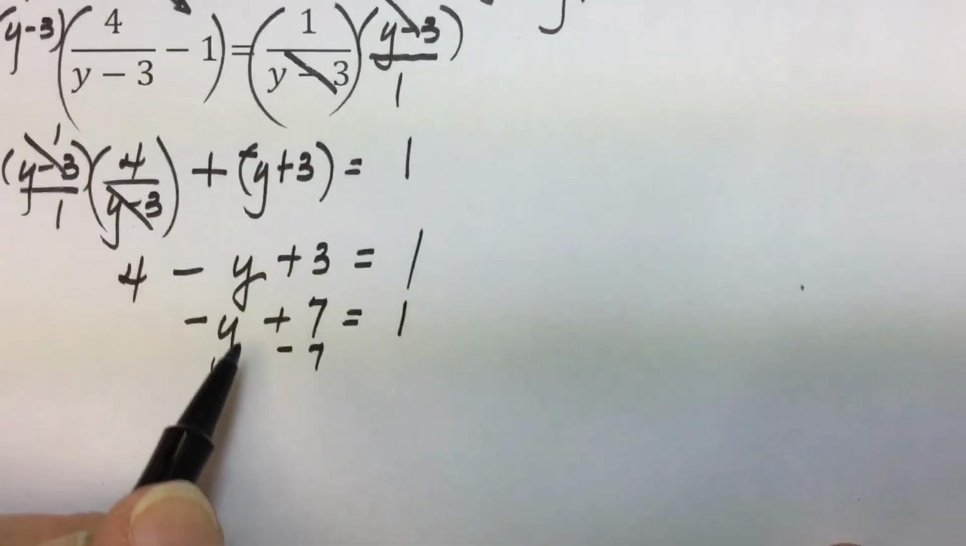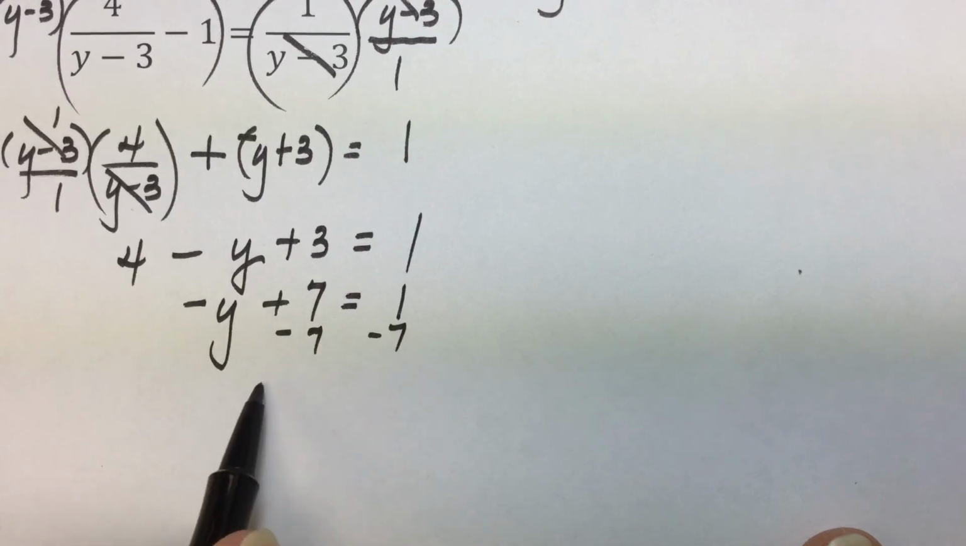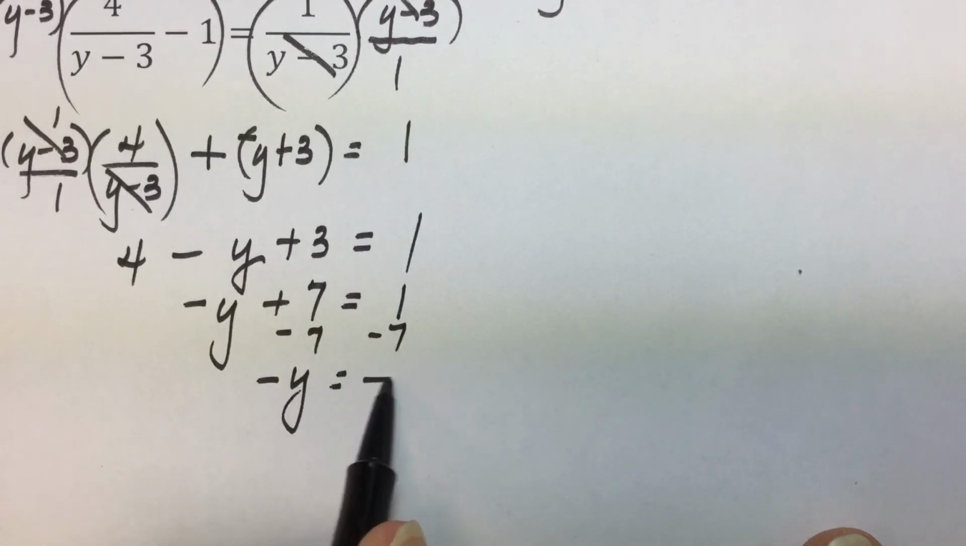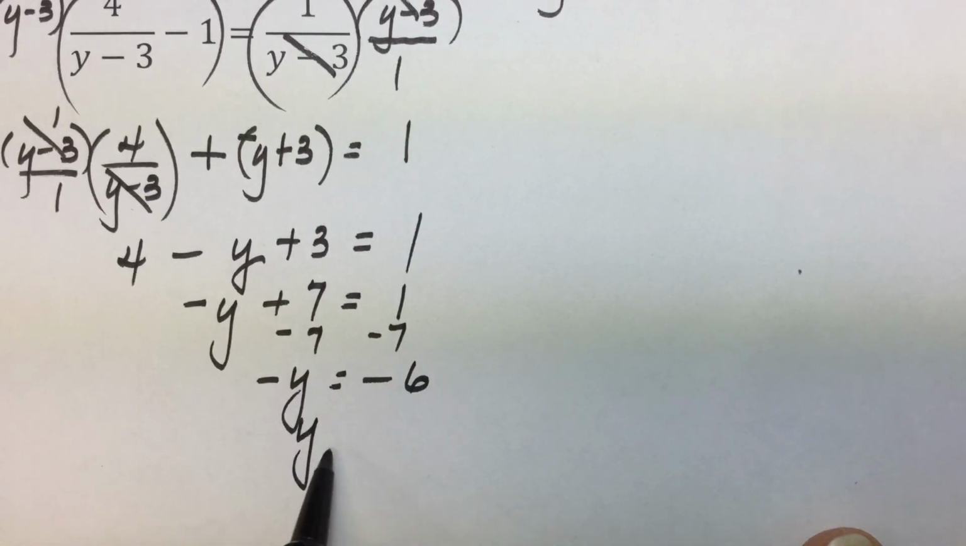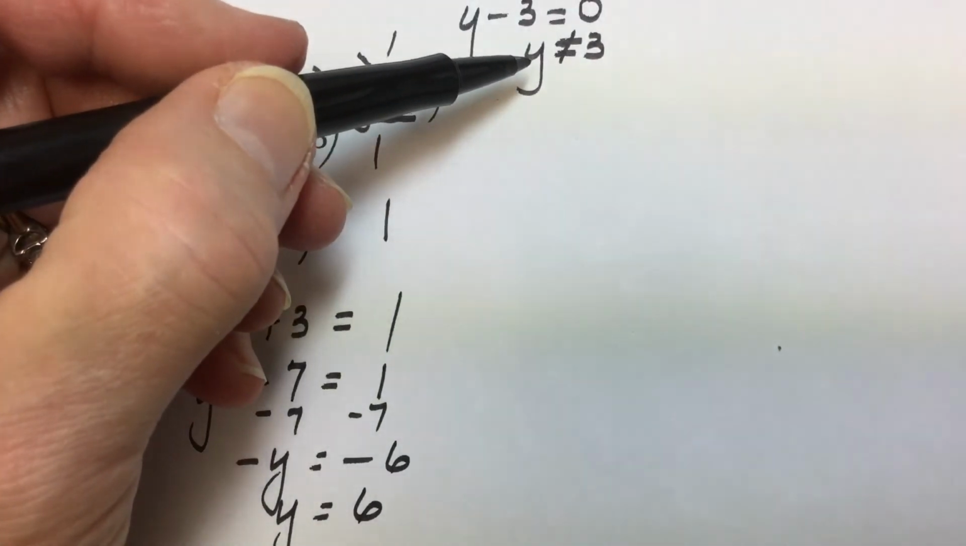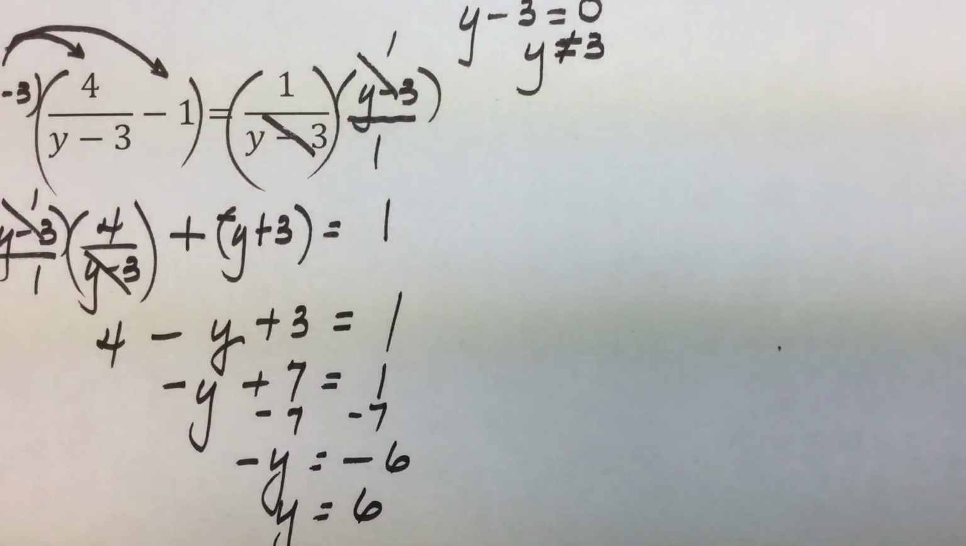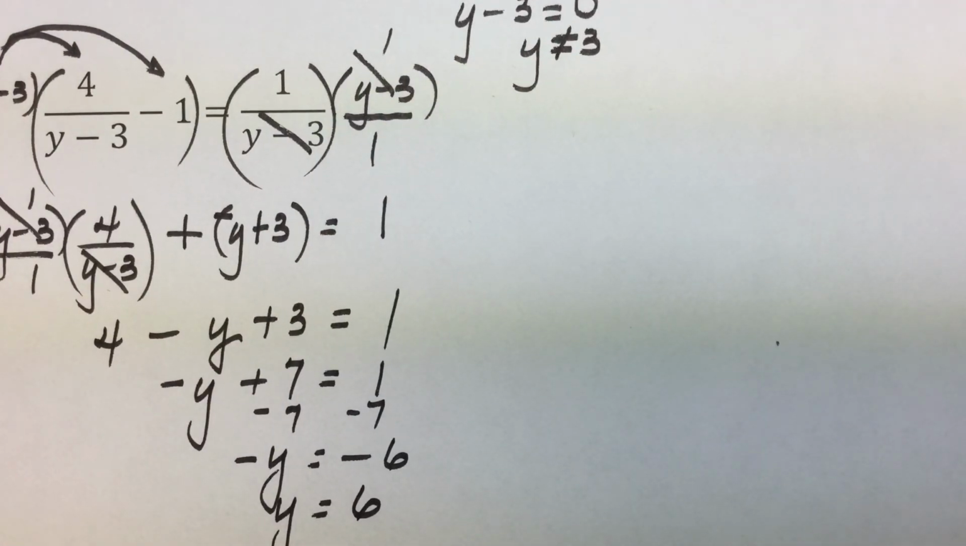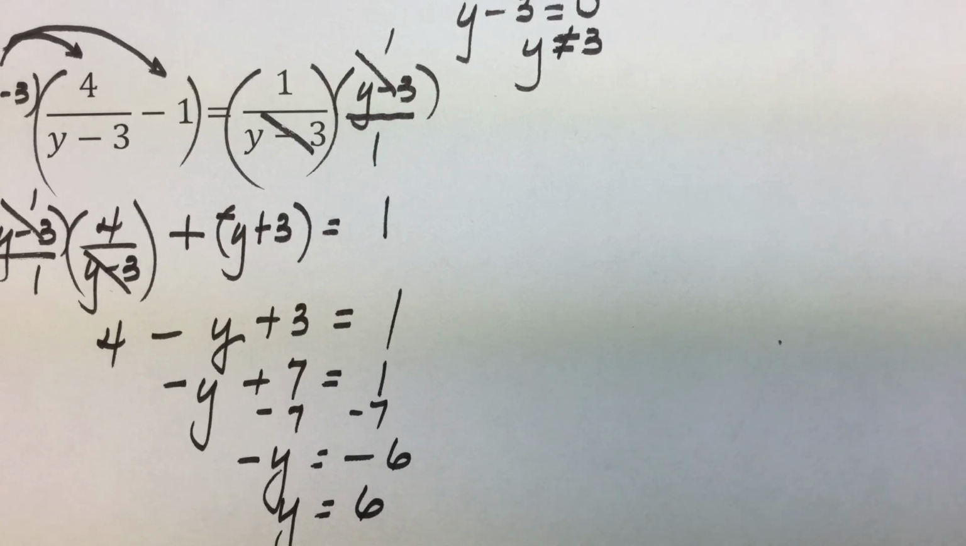Subtracting 7 from each side leaves us with negative y is equal to negative 6. Multiplying both sides or dividing both sides by a negative 1 gives us a solution of 6. 6 is not on our restricted list, so we can accept it. The only other thing left to do would be to check to make sure that we do get a true result when replacing y with 6.